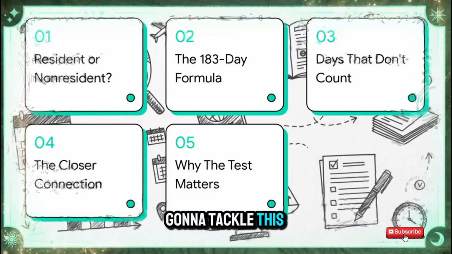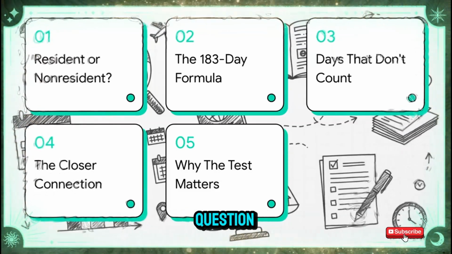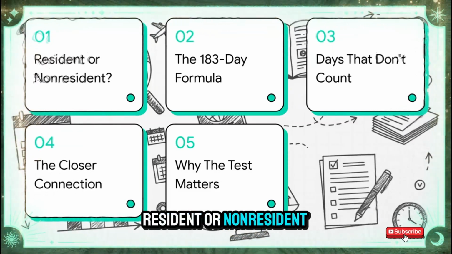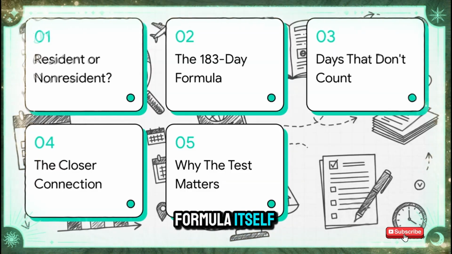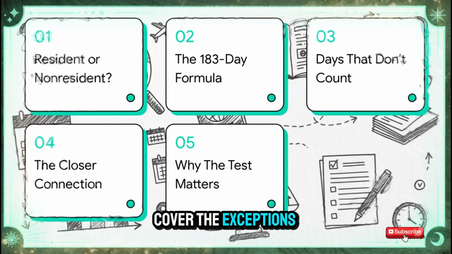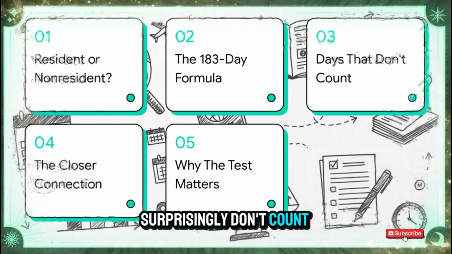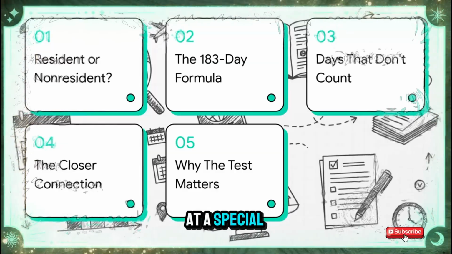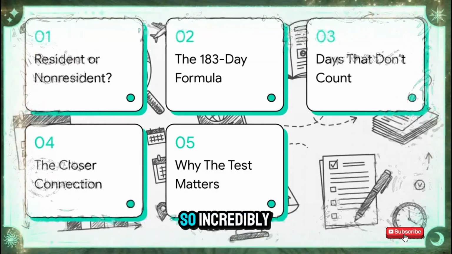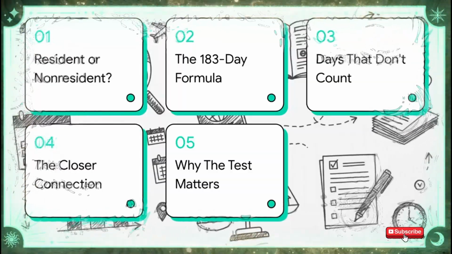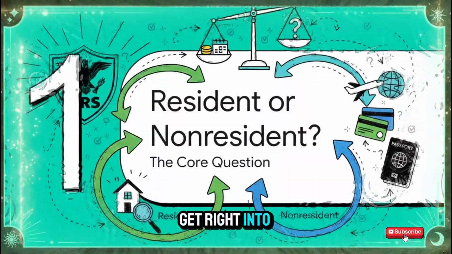Here's how we're going to tackle this. First, we'll look at the big question: resident or non-resident. Then we'll dive into the math, the 183-day formula itself. After that, we'll cover the exceptions, the days that surprisingly don't count. We'll also look at a special escape clause. And finally, we'll wrap up with why all of this is so incredibly important. All right, let's get right into it.